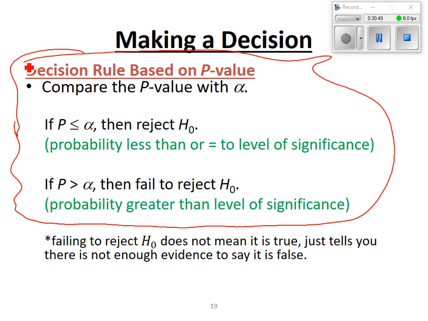So if we want to prove something is true, then we want to set it up to be the alternative hypothesis, not the null hypothesis. Because the best that we can ever say about the null hypothesis is that we failed to reject it. So we're not saying it's true, we're just saying we can't say that it's not true.